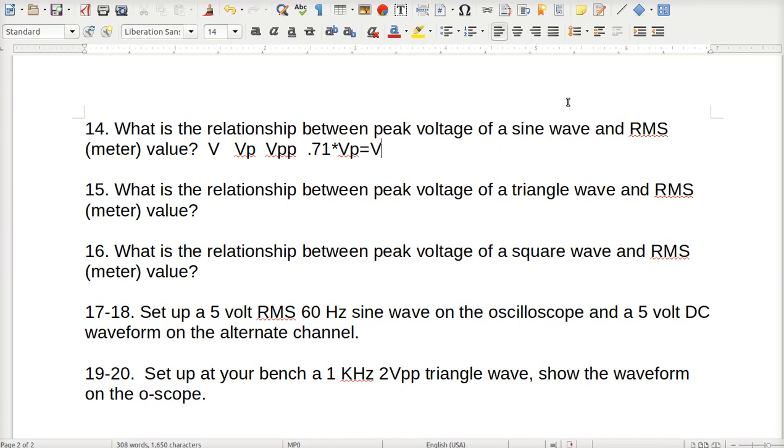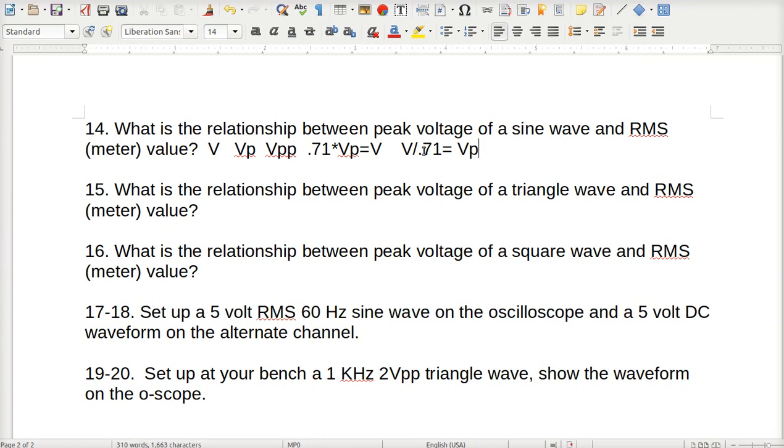Okay, so this is for a sine wave, 0.71. The important thing to remember, if you can't remember which way to go, is that your peak is always going to be bigger than your RMS. Always. So what you could do is say V divided by 0.71 equals your VP if you're going the other way. And what you would see on the bench, if we were able to meet and you were measuring an AC waveform on a bench, is that this holds up pretty well for a sine wave.